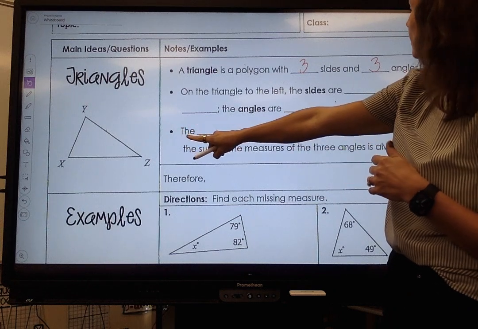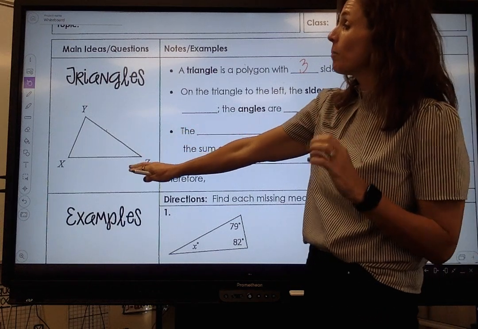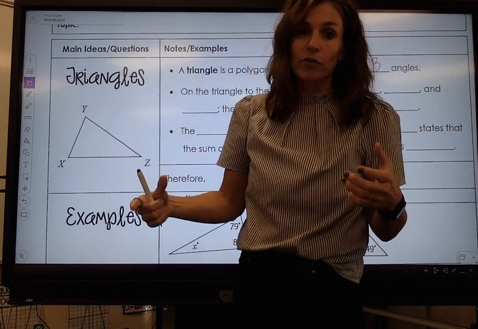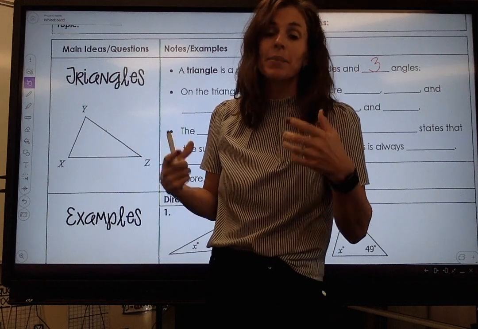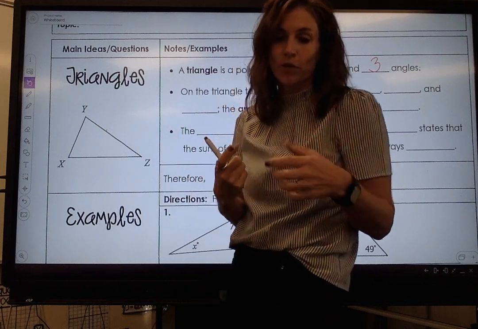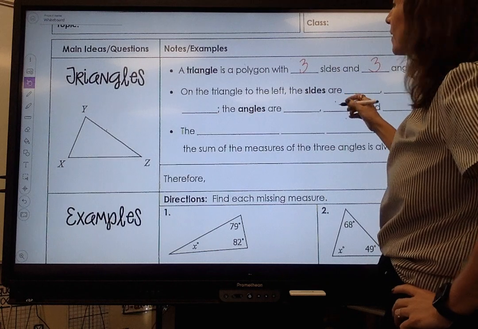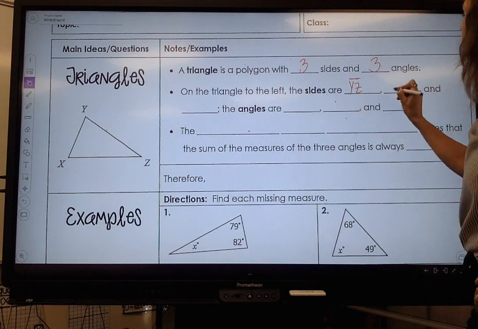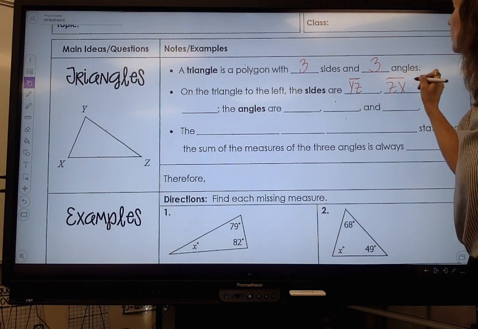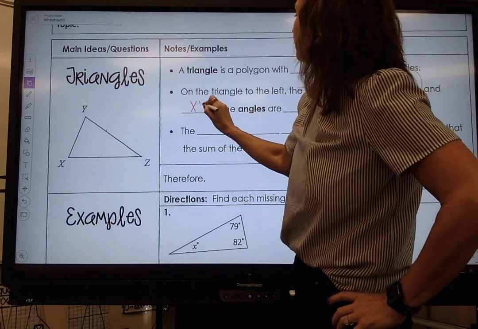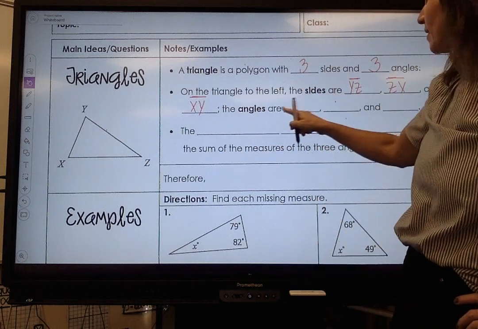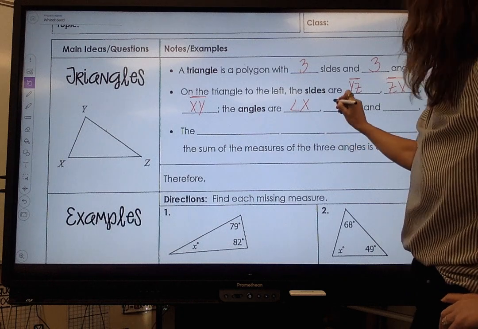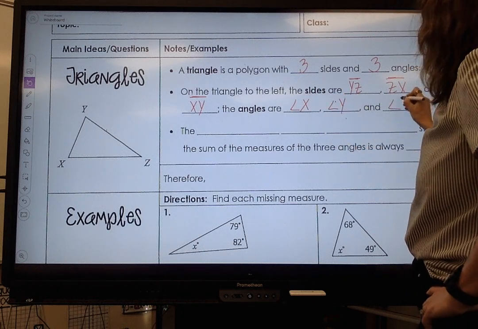And on the triangle to the left, the sides, now remember, these are points, so they have to be uppercase letters. Don't tell me it's lowercase. It's not, because uppercase represents points in geometry. So if I had to label these, the sides are YZ, and it's a side, so you must have that mark, ZX, and XY. All uppercase and all have that segment above. The angles are angle X, angle Y, and angle Z.